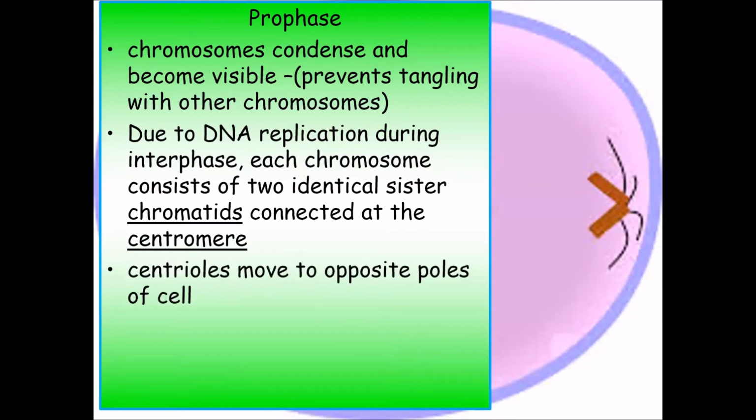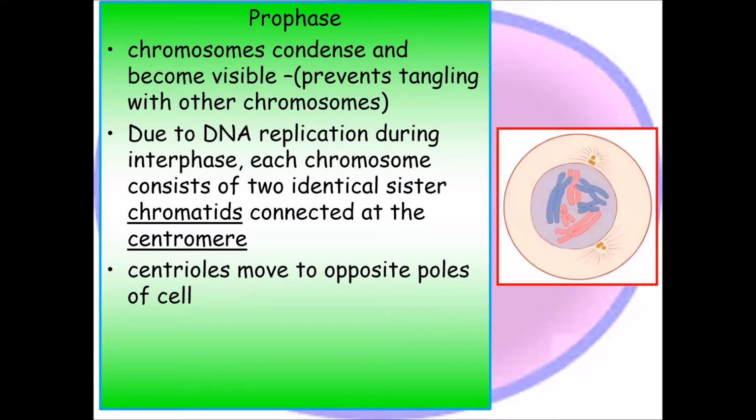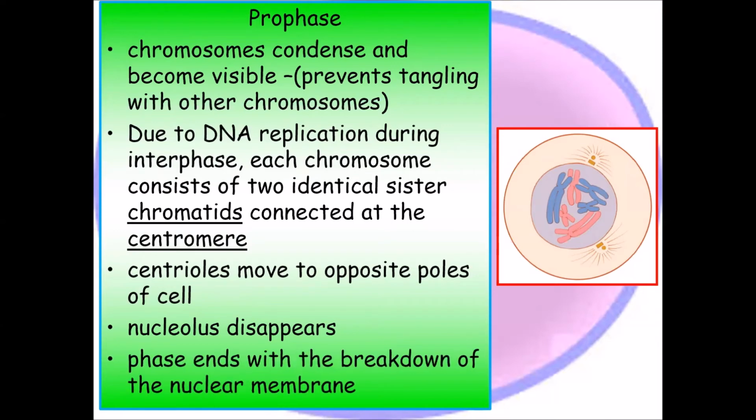The centrioles move to the opposite poles. Really good terminology to use there, opposite poles. The nucleolus disperses because the chromatin is now being wound around the histones to become visible chromosomes. And this stage ends with the nuclear membrane breaking down.